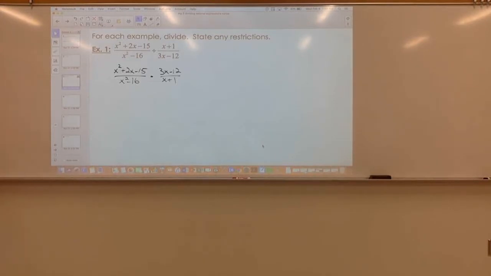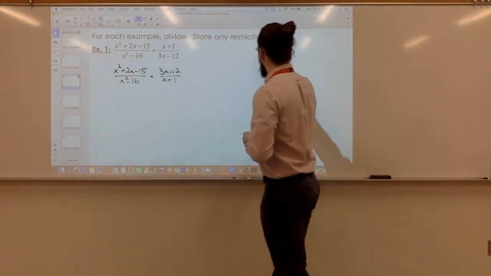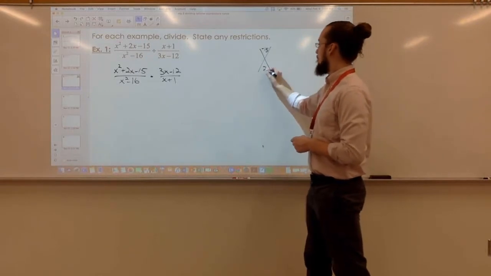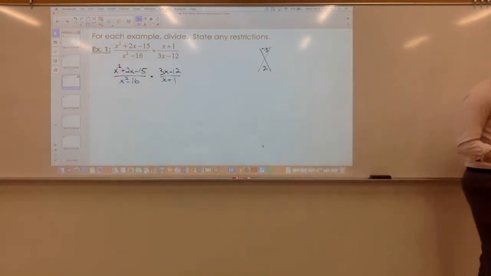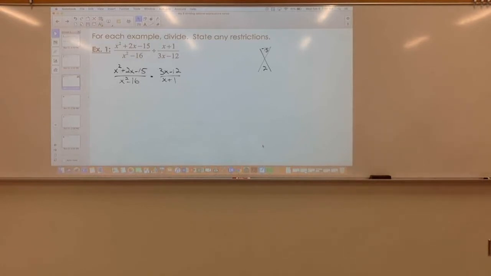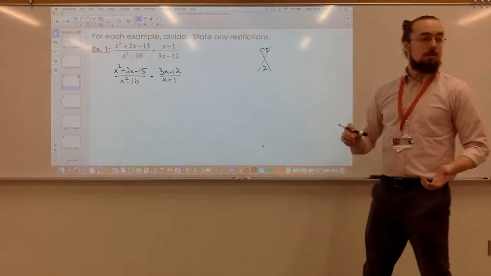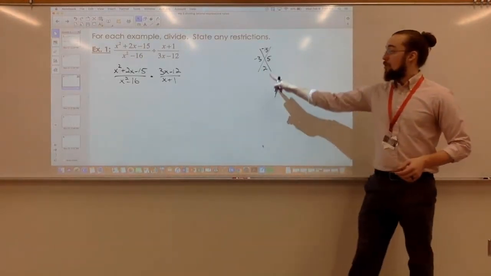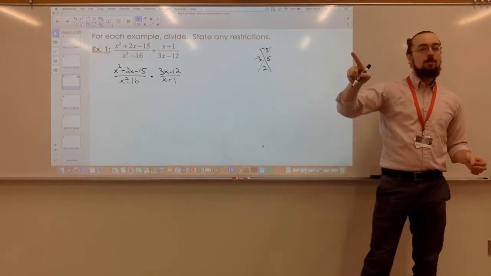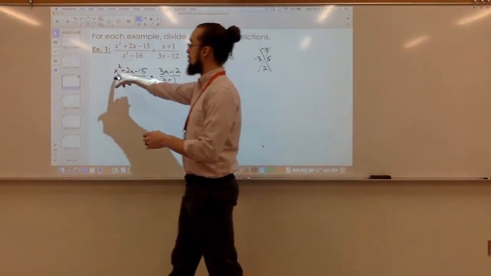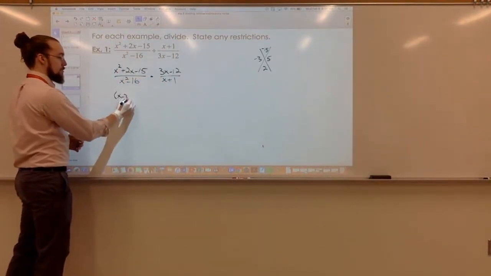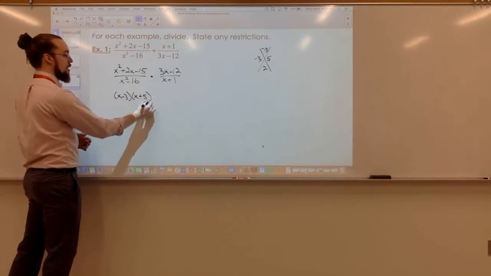Now, we want to factor everything we can. So let's start up here, x squared plus 2x minus 15. I want to factor that. So I want two numbers that multiply to negative 15 that add to positive 2. Negative 3 and 5. Are those my factors, or do I have to factor by grouping? Those are the factors, right? Because my leading coefficient is 1. So I don't have to do anything else. My factors are just x minus 3 and x plus 5.